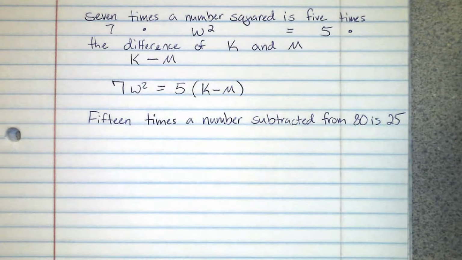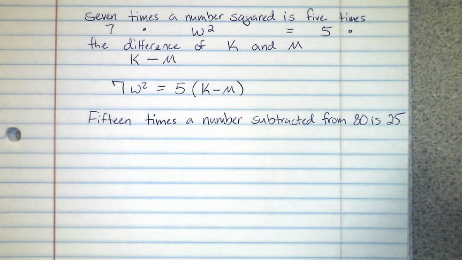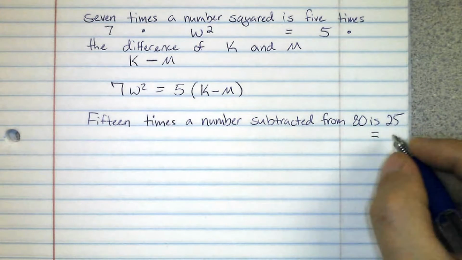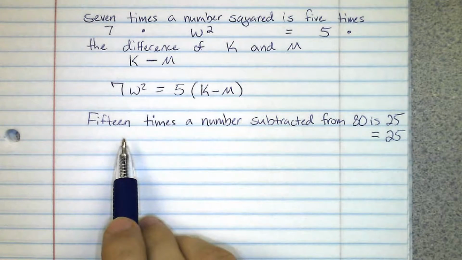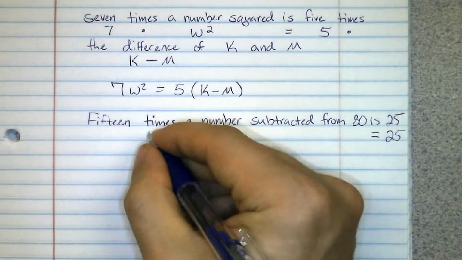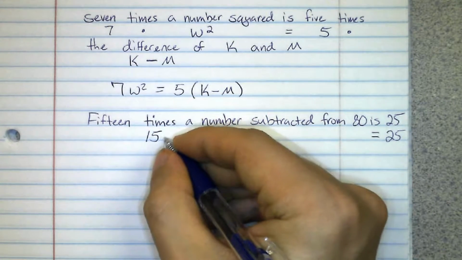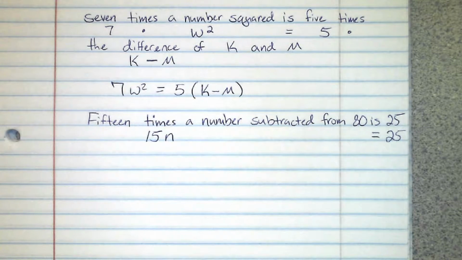Okay, 15 times a number subtracted from 80 is 25. Well, the is, we know, is an equal sign. 25 is 25. Now, when you have subtraction, order is important. So we have 15 times a number. Let's call it n for number. And that is subtracted from 80.